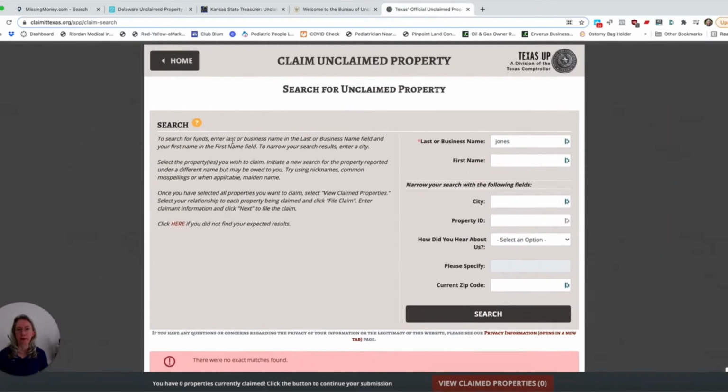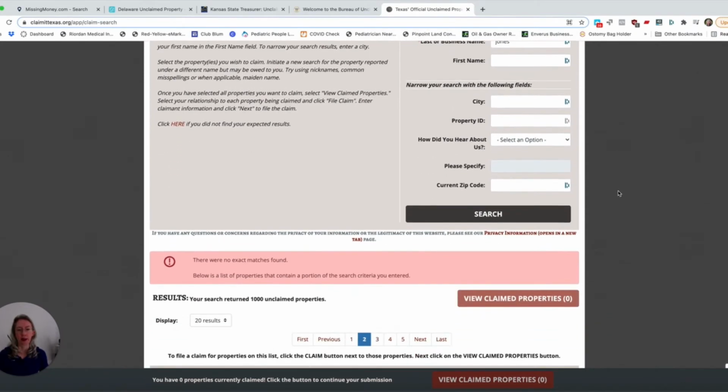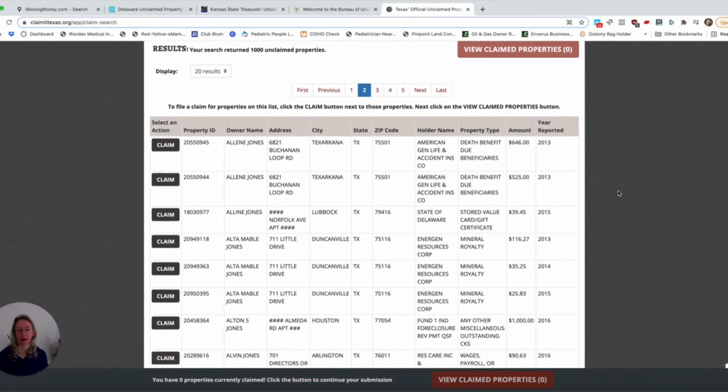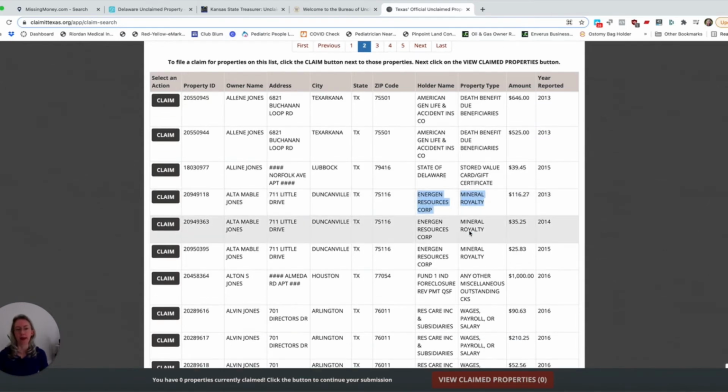Okay, let's look at Texas. I've done a search for the name Jones. And on the second page, you see fairly close to the top is mineral royalty. And you can see that it's from Energen Resources Corporation. So in Texas, it's a little bit easier because it's identified as a mineral property or a production payment. Not all states give you this information. And the other nice thing about Texas is it tells you the exact amount of the unclaimed property. If it's something like 50 cents, maybe you don't want to go through the process of claiming it.